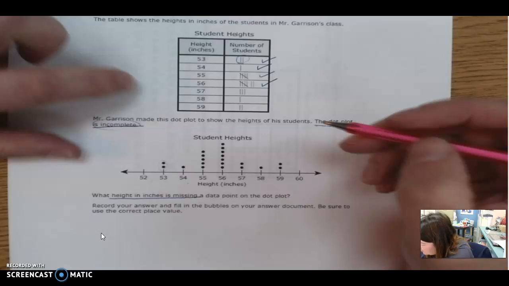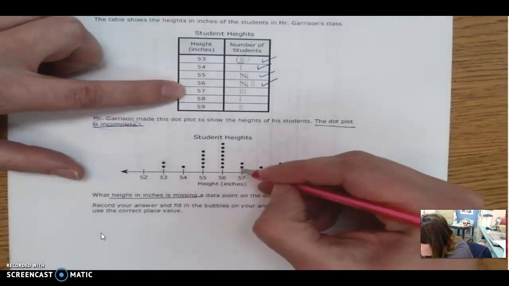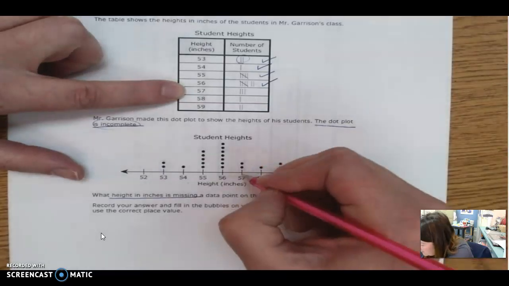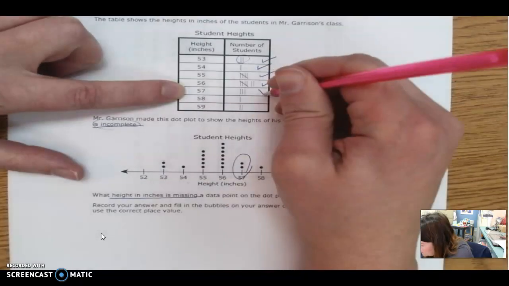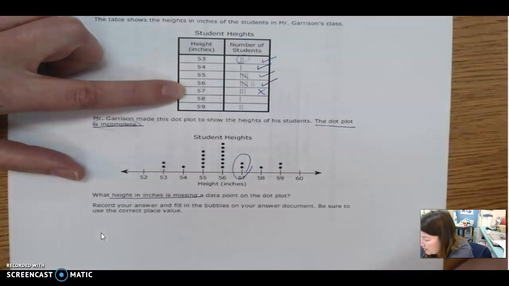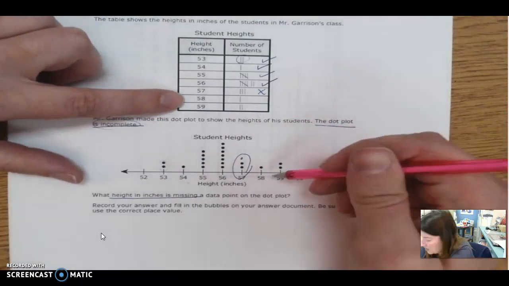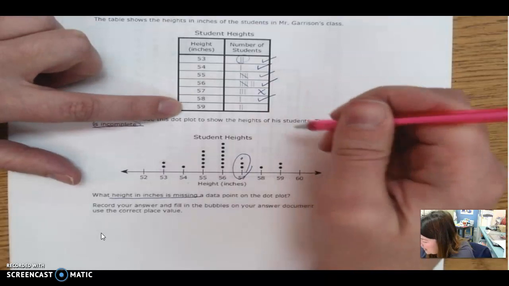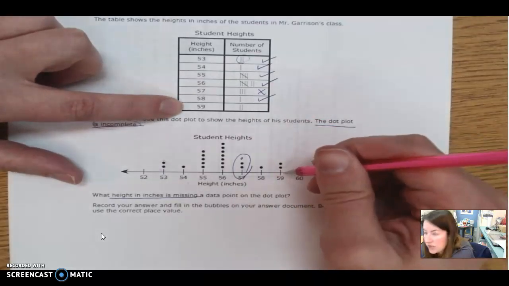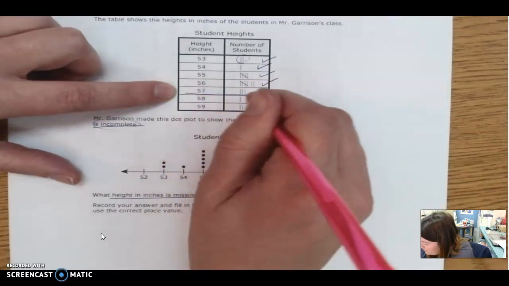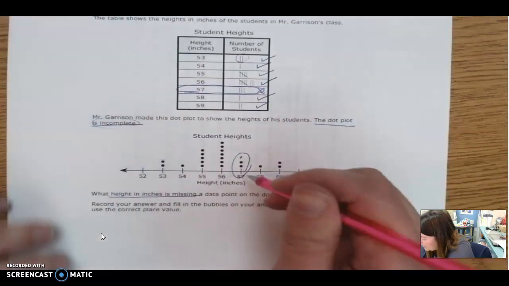57 inches should have 3. Here's 57. Look, 1, 2. Uh-oh. This one only has 2, so it's probably going to be that one because we need another dot right here. But let's double check. Keep checking the last 2. 58 should have 1. Yes, it does. 59 should have 2. Yes, it does. So this one is the one that was missing.